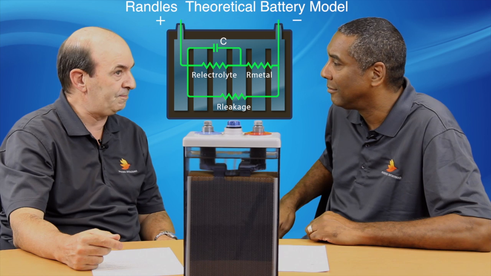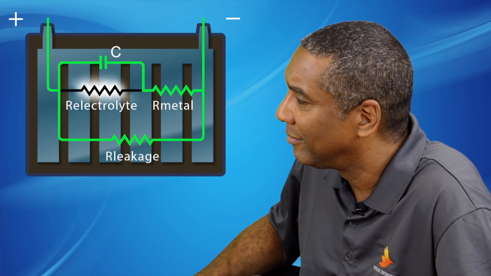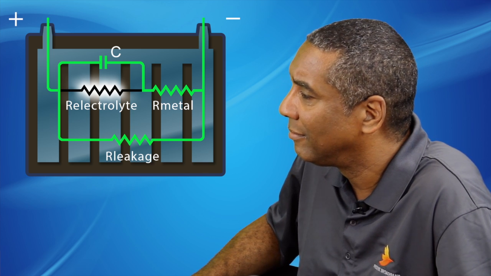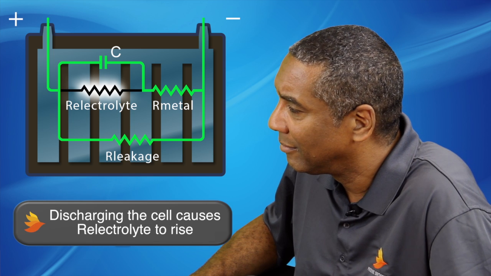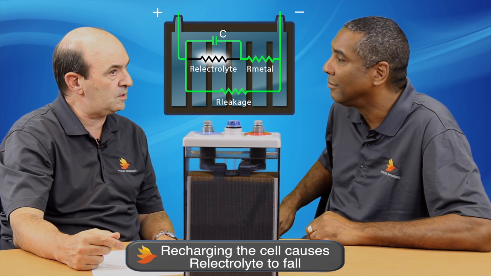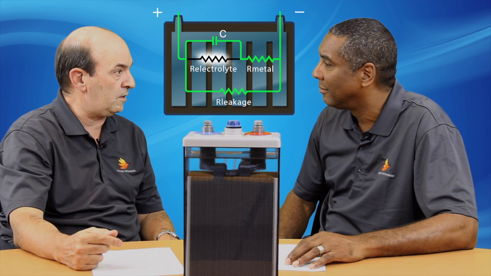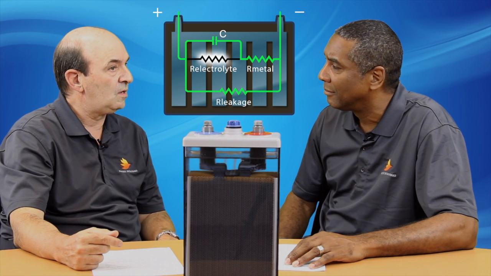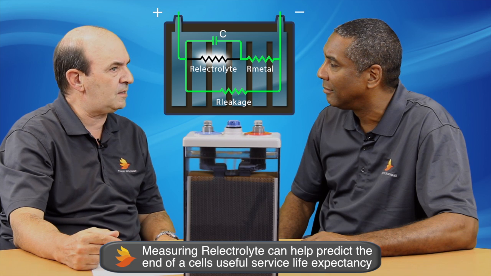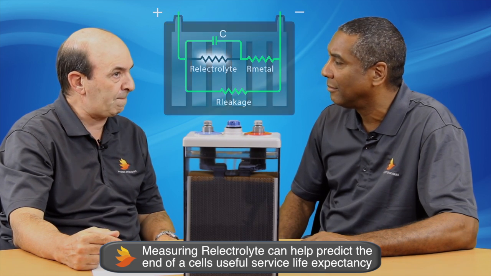understand battery behavior. Our electrolyte in the diagram represents limitations of the non-ideal electrochemical voltage generator formed by the plates and the electrolyte. Discharging the cell causes our electrolyte to rise, and recharging the cell causes it to fall. The storage temperature of the cell also affects the value of our electrolyte. Our electrolyte will gradually increase as the cell ages, so measuring it can help us to predict the end of the cell's useful service life expectancy.